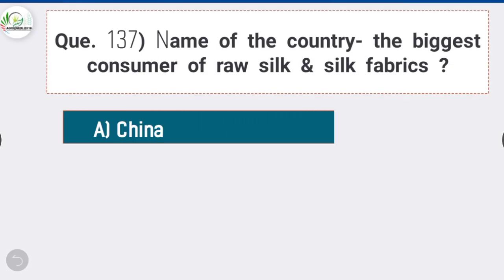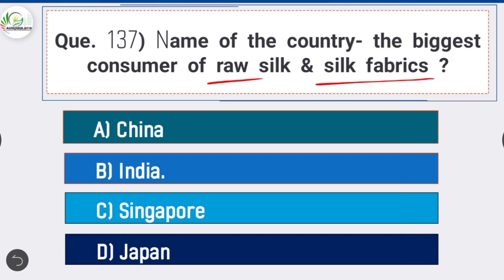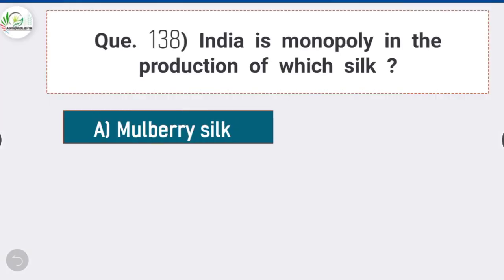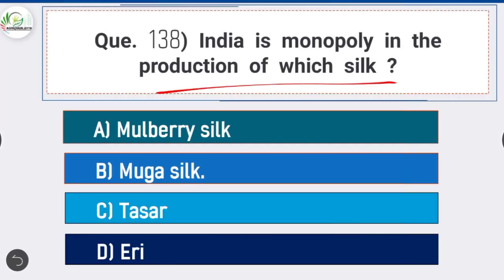Question number 137. Name of the country the biggest consumer of raw silk and silk fabrics. Option B is the correct answer, India. India is the biggest consumer of raw silk and silk fabrics. Question number 138. India is monopoly in the production of which silk? Option B is the correct answer, Muga silk. India is monopoly in the production of Muga silk.